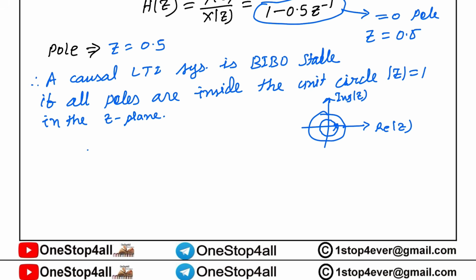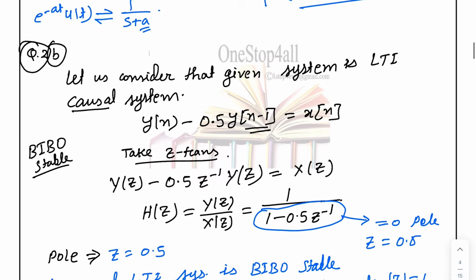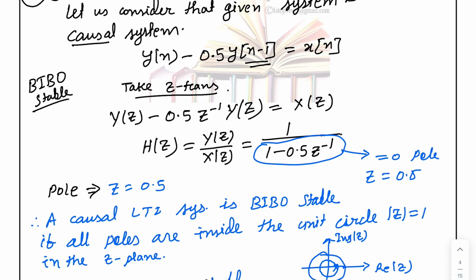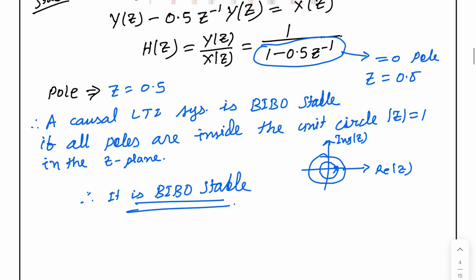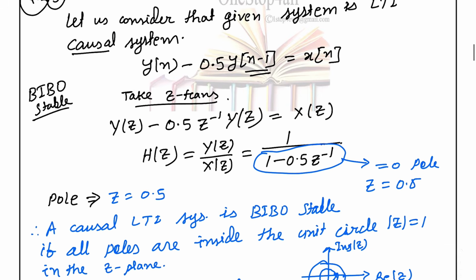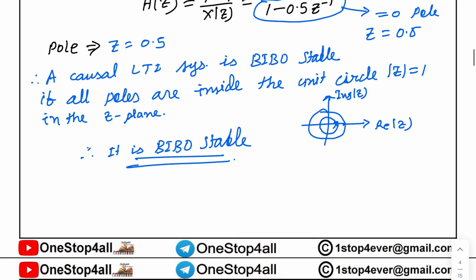So, it is a BIBO stable system. Okay. If the given system is anti-causal, if this one is an anti-causal signal, then that will not be BIBO stable, okay, because that will be your left-handed signal. Okay. So, this is your case, question number 2b.